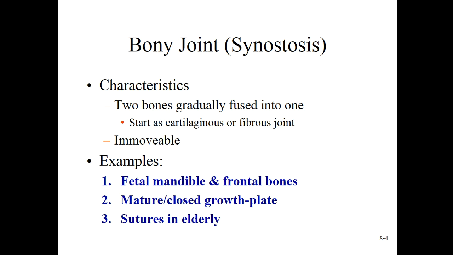A bony joint is known as a synostosis. 2 bones gradually fuse into one, and it's immovable. Like I said, the fetal mandible, sort of where you would see that chin cleft, right in the mental fossa there, used to be 2 mandibles sort of shaped like hockey sticks, and now they fuse together. Frontal bones as well. The mature closed growth plate, the epiphyseal line that we had talked about in the last chapter, that's another example of a synostosis. And if you live long enough, your sutures fuse together, so you just have one big round cranial bone.